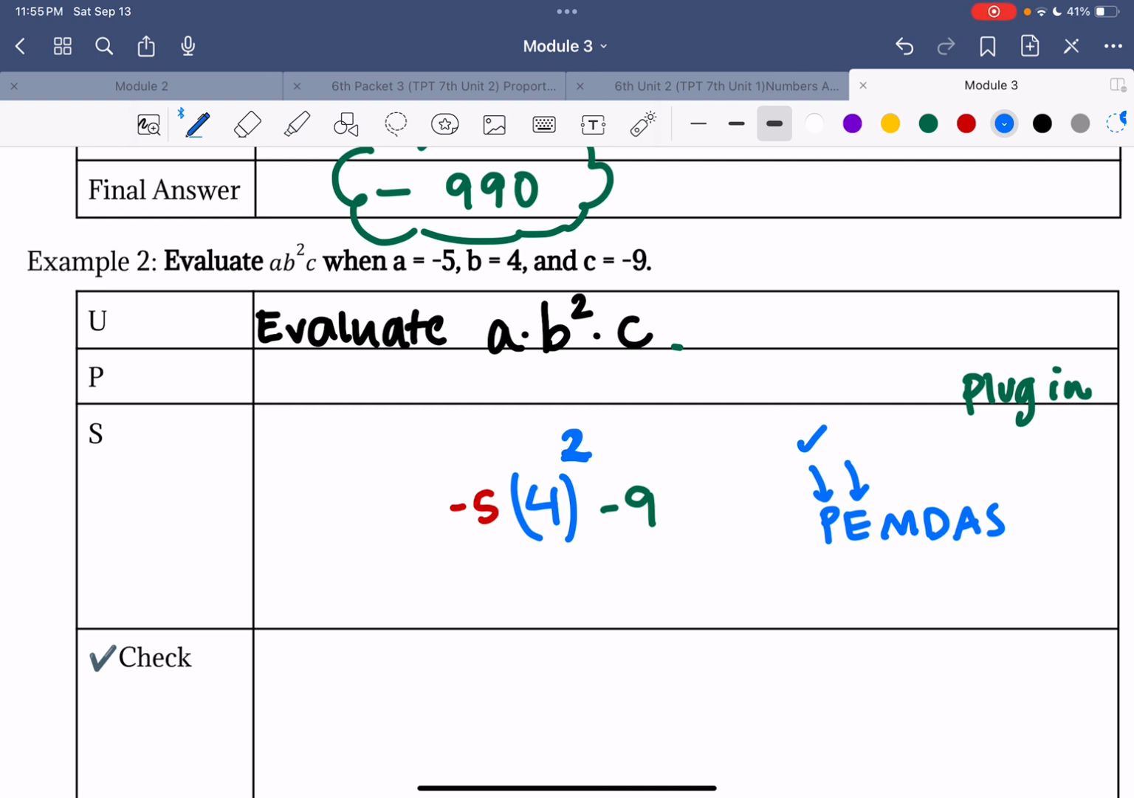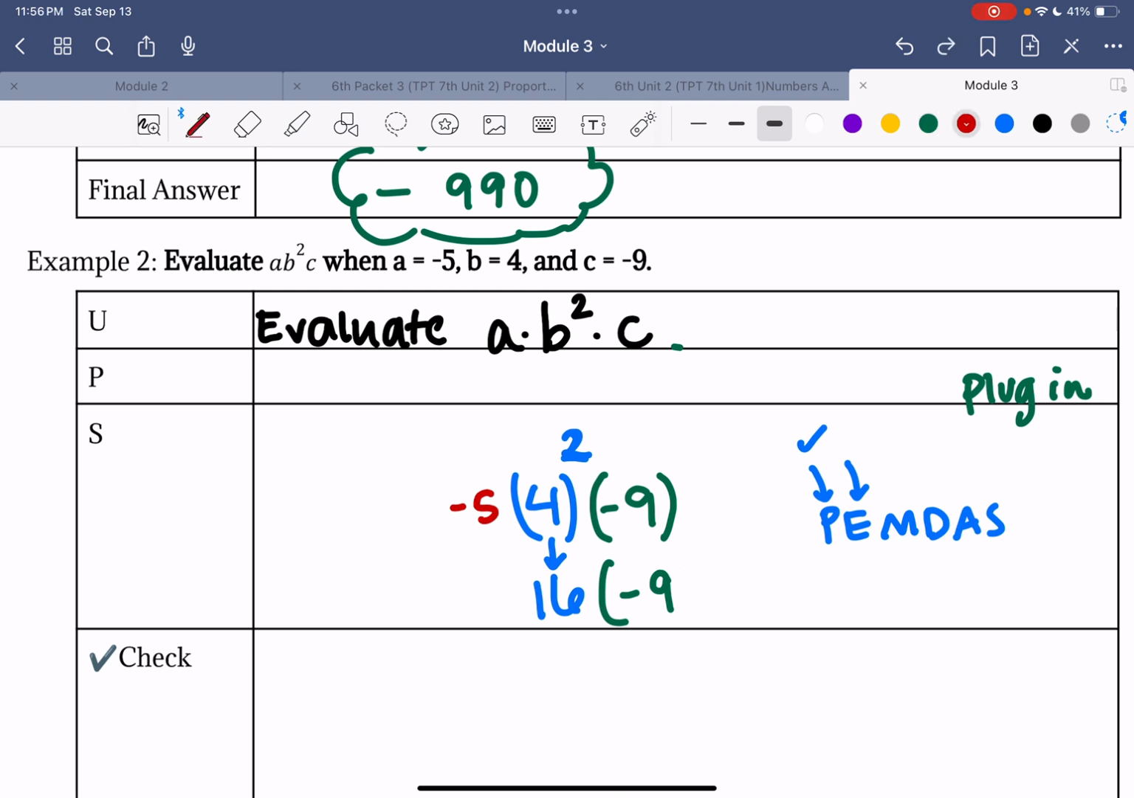Then I'm going to do exponents. So I see an exponent right here. I'm going to take care of that first. 4 to the power of 2 is 4 times 4, which gives me 16. So done. Let me drop it. Once I finish something, oh, this was being multiplied. I'm going to drop down everything else that I did not mess with.